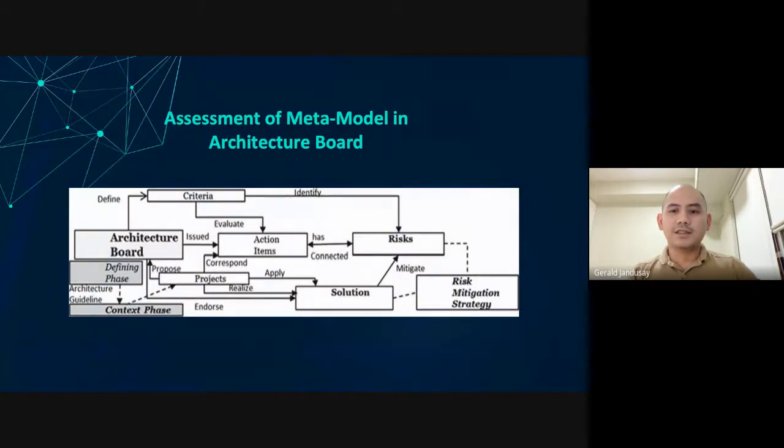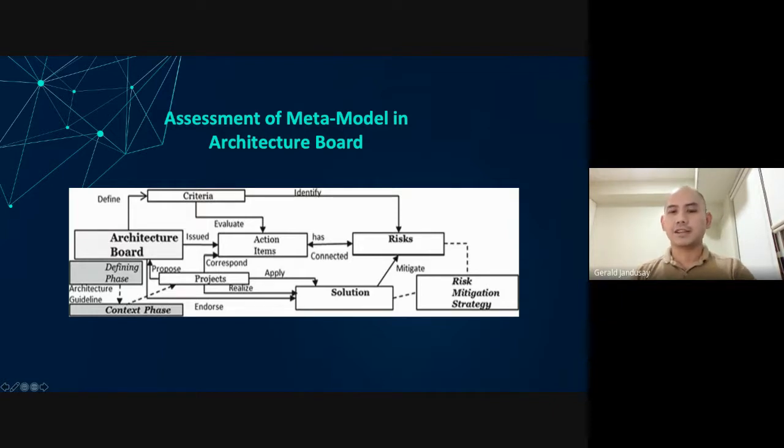The author proposed the assessment meta model in the architecture board, as you can see here in the figure, although it's kind of blurry. This is based on the process and description in the case study of the global corporation. Basically, we can see here the architecture board as the initial part of the process. Then they have to define, then go to the criteria phase. As they go along, they evaluate their action items, identify their risks, and later on, they should be able to identify their mitigation strategy.